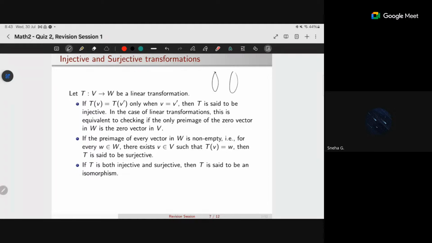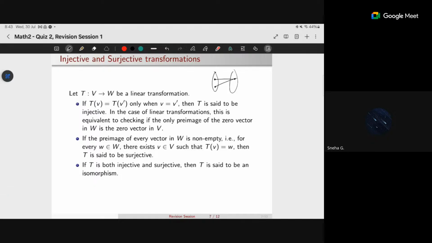What does this mean? You have a map between two sets. If two different things go to the same image, this is not a one-to-one map. So a one-to-one map is a map such that there is only one pre-image for every point in the image, pre-image meaning a vector which is mapped to that element. This is the formal way of writing it for any function: T of V is equal to T of V prime should happen only when V is equal to V prime.